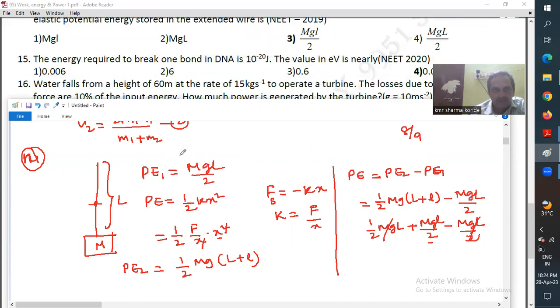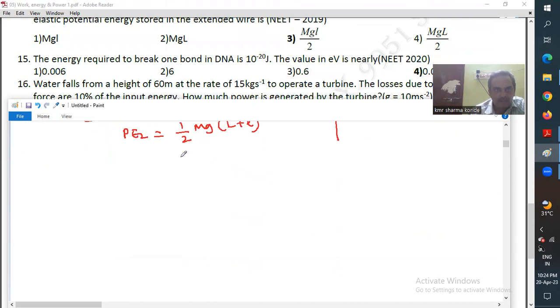Moving to the next question. The energy required to break one bond in DNA is 10 to the power of minus 20 joule. We need to find the value in electron volts. The energy is given in joules, and they are asking us to express this in electron volts. Remember, 1 electron volt is equal to 1.6 into 10 to the power of minus 19 joule. This is the charge of the electron.